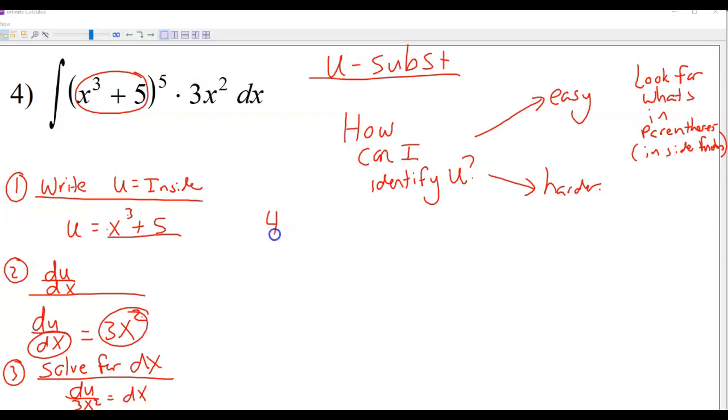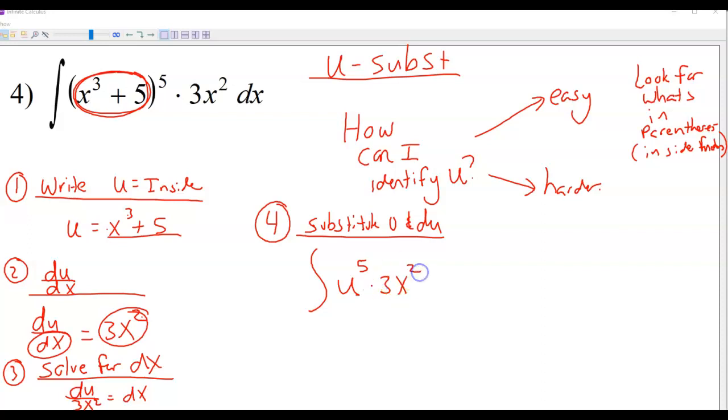Step 4 is to do the u substitution. So I'm going to replace this up here with u. So instead of x cubed plus 5 to the 5th power, now it's just u to the 5th power. You're going to keep anything else that's not the u. But we're also going to replace the dx. The dx, as we can see, is this. So I'm going to replace dx with du over 3x squared.